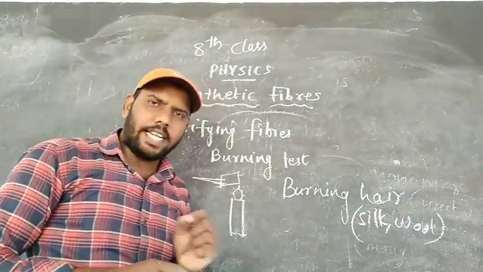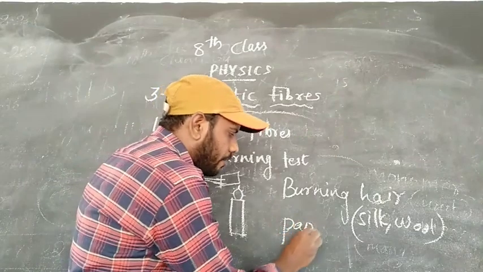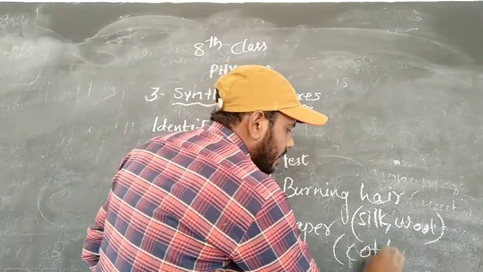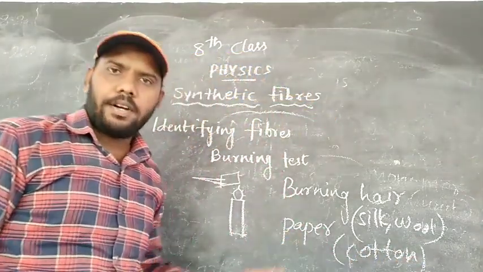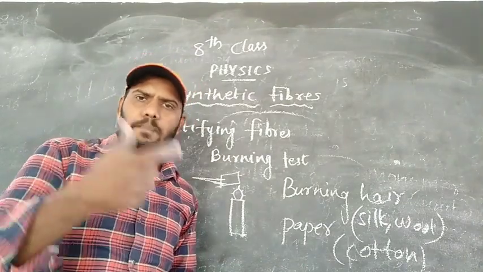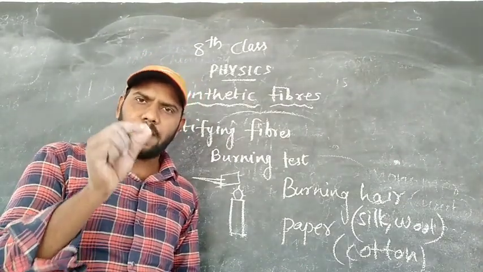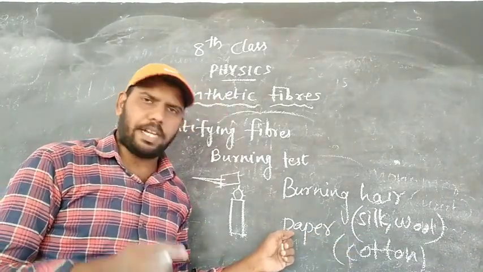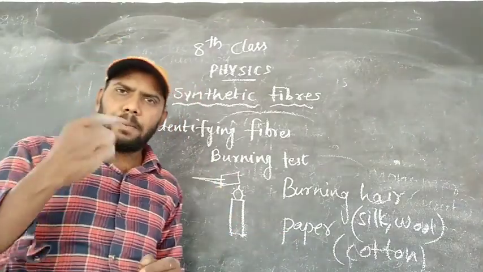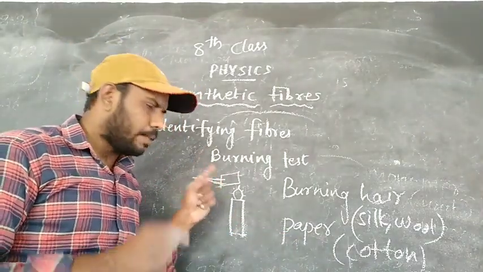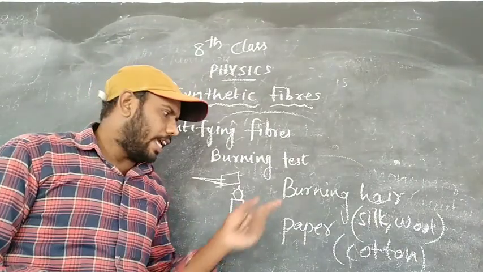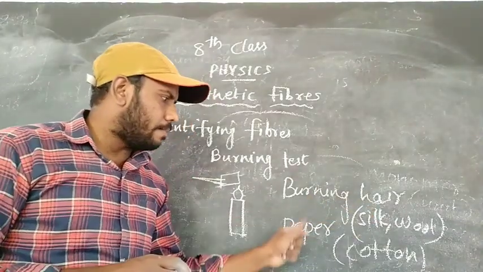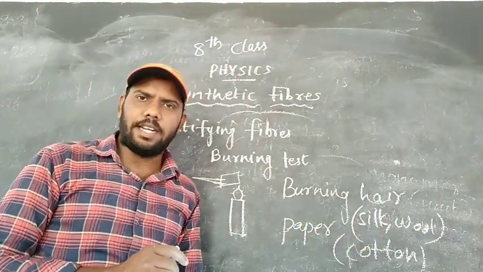Next, if you get the smell of burning paper, then it is cotton, because we know paper is made from wood pulp, so the plant connection is there. We know cotton is also taken from plants. So when you heat a cloth piece, if you get the smell like burning paper, then it is a cotton cloth. So burning hair or burning paper means natural fiber.